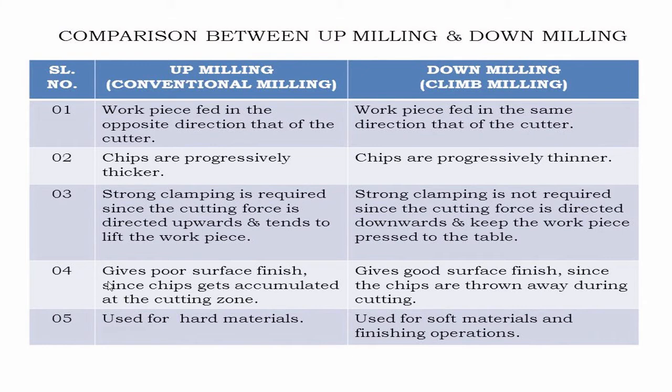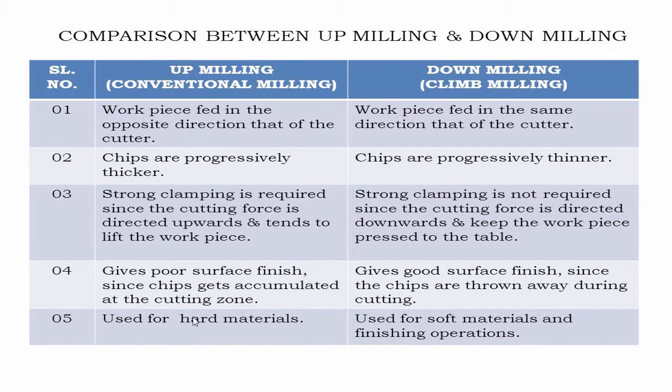Whereas in the fourth comparison, up milling gives very poor surface finish, because there may be a chance of accumulation. It starts accumulating in the cutting zone. Once the chip starts accumulating, you are going to end up with a very rough surface for the products. Whereas a very good surface finish is attained for down milling, because the chips are gradually removed from the contact.